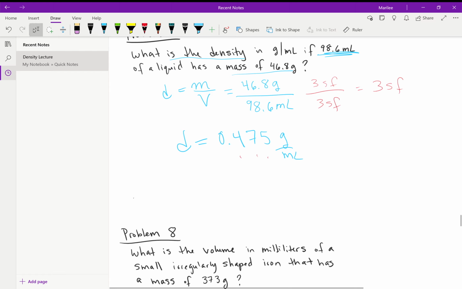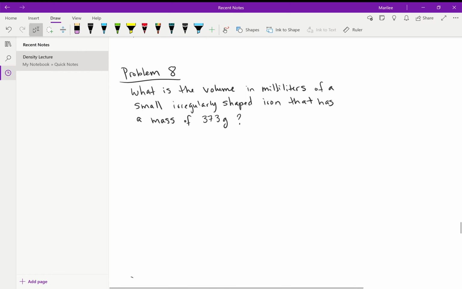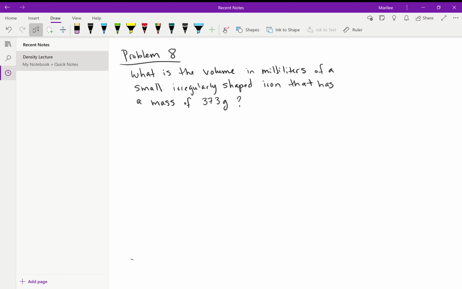Another problem I'm going to go over here, problem 8, says, what is the volume in milliliters of a small irregularly shaped iron that has a mass of 373 grams? So we have to find the volume in milliliters. We have an iron that has a mass of 373, so mass is equal to 373 grams.